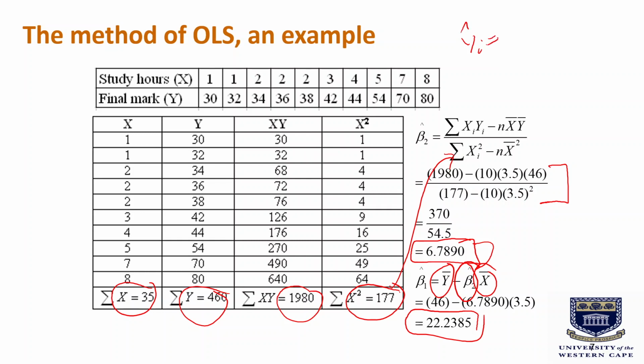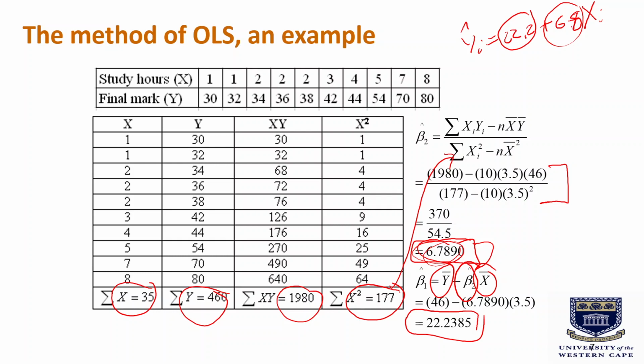So a regression model looks something like this. Y hat equals 22 point, I'll just round down to 1 decimal, plus, notice that we have a positive beta 2 value, so it's plus 6.7, let's make it 6.8 x, and that is our regression model with our estimated values, beta 1 hat 22.2 and beta 2 hat 6.8.